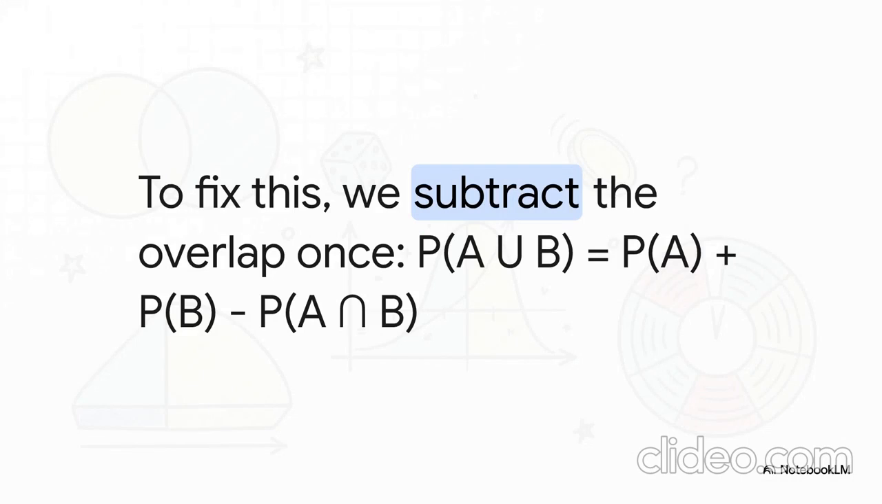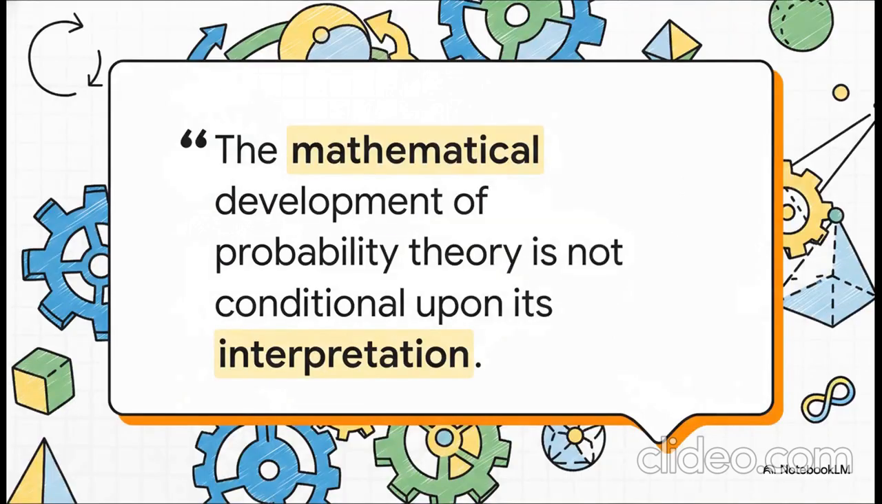The solution, honestly, is so elegant. To fix our double counting mistake, we just have to subtract that overlap one time. And just like that, we've built the general addition rule. The probability of A or B happening is the probability of A plus the probability of B minus the probability of them happening together.